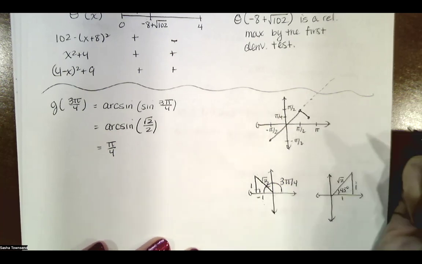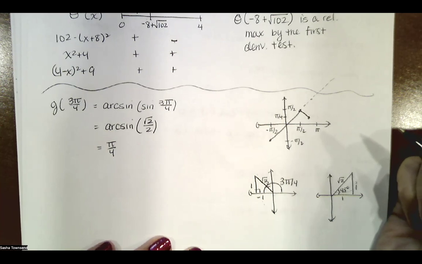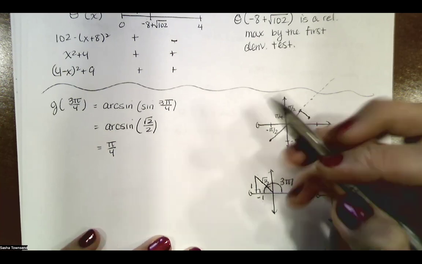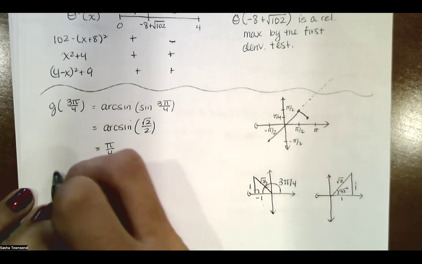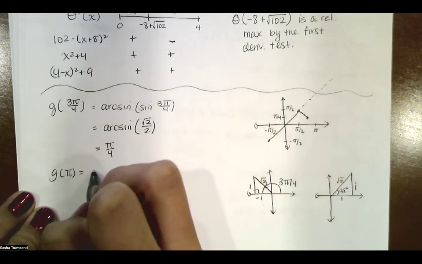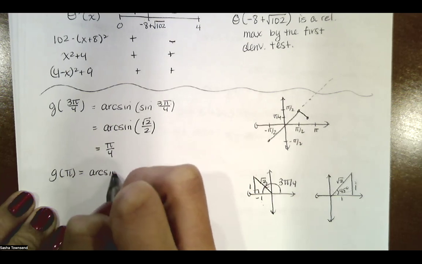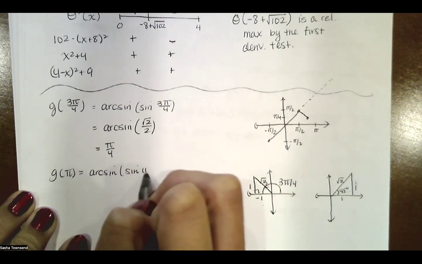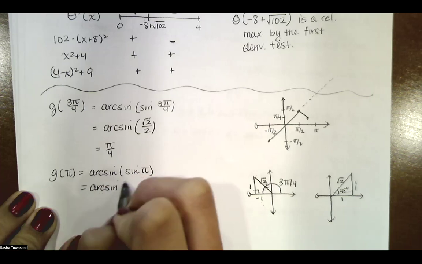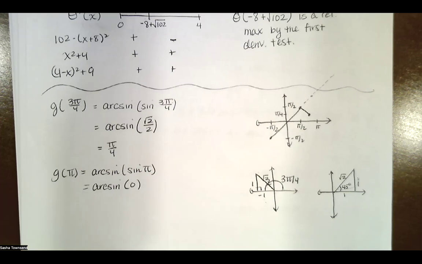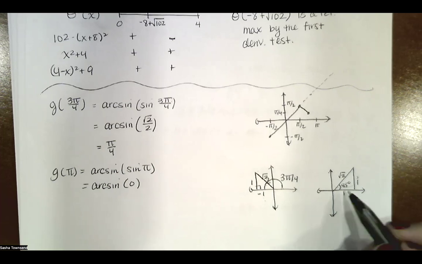And it starts to decrease. And at pi, we would take the sine of pi, and you'd say, well, what's the sine of pi? Sine of pi is 0, right? So we evaluate sine of pi, we get 0. And then we say, okay, well, what is the angle whose sine is 0 on the interval from negative pi over 2 to pi over 2?